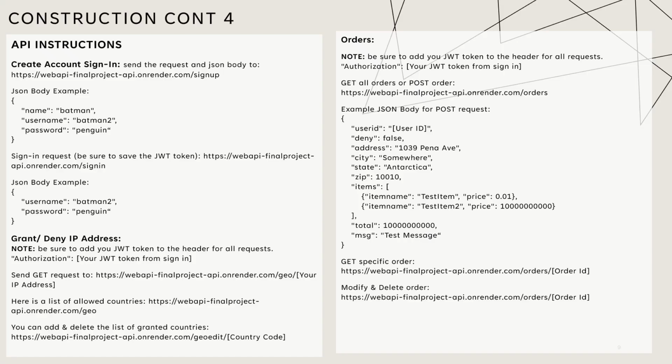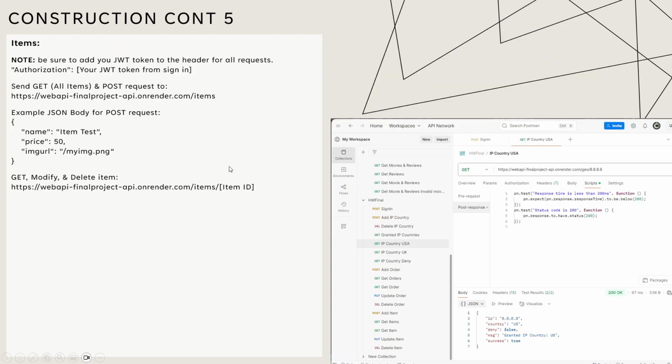And then here are some instructions on the API, how to use it in Postman or whatever you're using. Create an account, grant and deny IP address, orders, stuff like that. And then here are items that are automatically updated in the website, just how to access them, and how to use the API to modify or delete them if you need to.